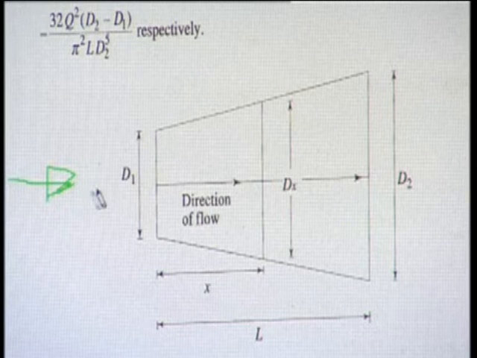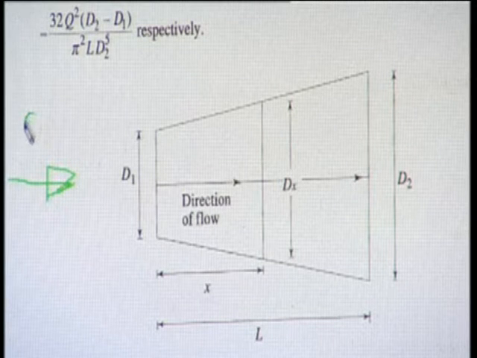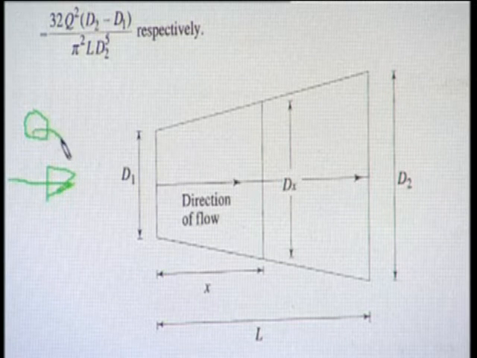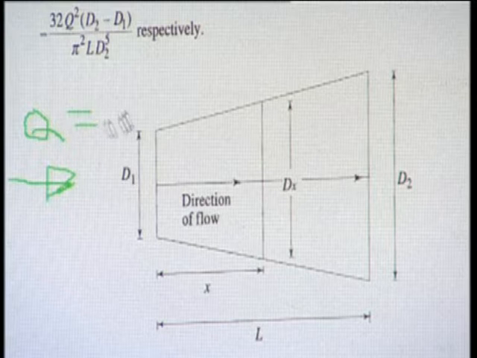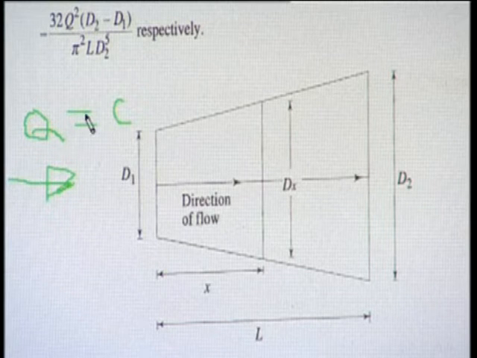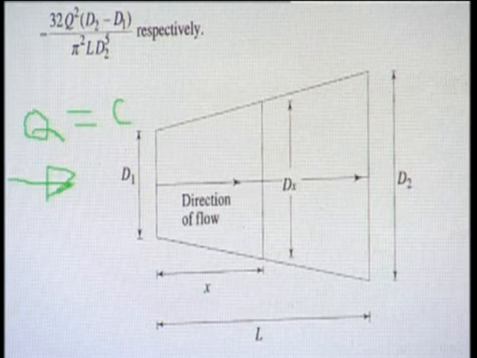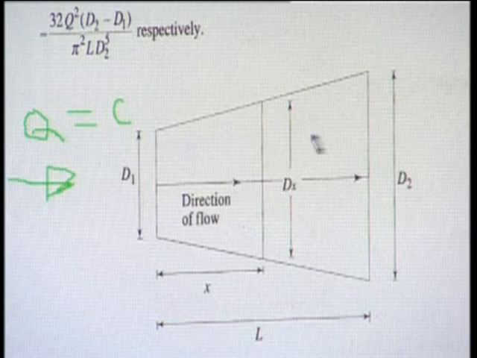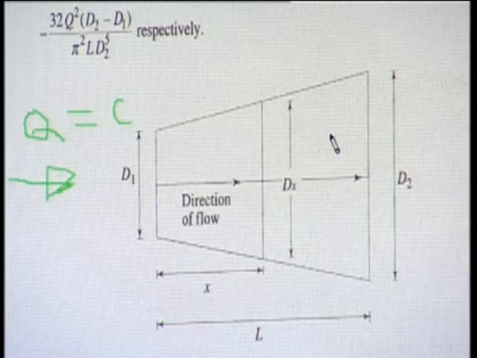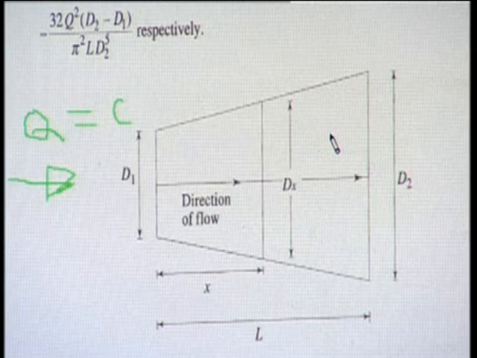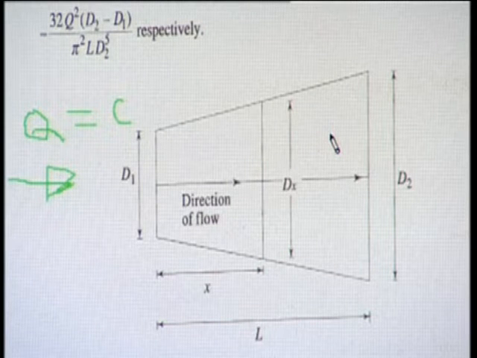So in this problem, the flow rate Q is constant. Q is not varying, right? When flow rate is constant, the flow is a steady flow. So for a steady flow, the local acceleration, or temporal acceleration, will be 0.